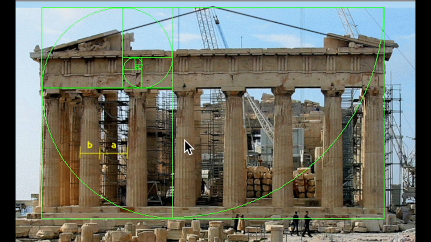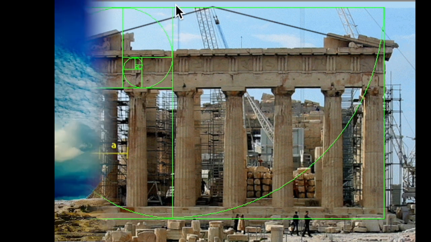Now this assumes that we measure the height from the second step. The height of the monument to the height of the columns is also close to the golden ratio. The height from the bottom of the beam to the top of the monument and that from the top of the beam to the top of the monument is also roughly in the golden ratio.